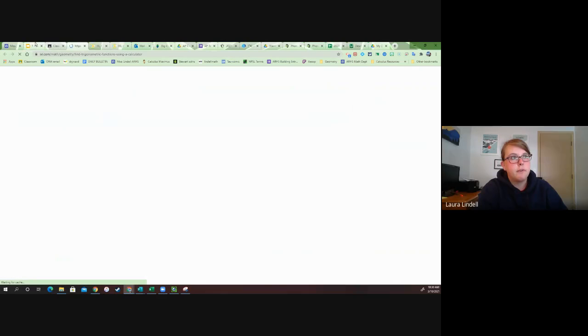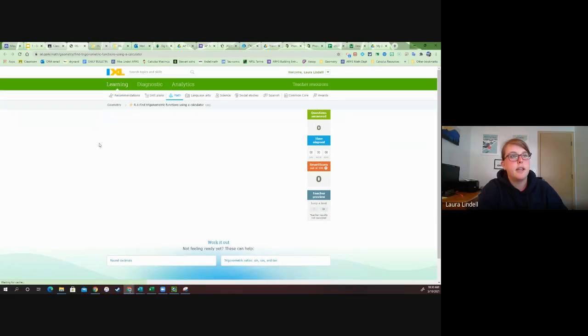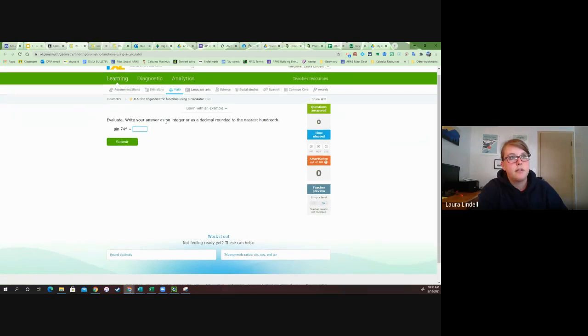Then find the trigonometric functions using a calculator. Write your answer as an integer or decimal rounded to the nearest hundredth. So this is just like what we were doing before. You type sine 74 into the calculator, and we're rounding to 2 decimal places since it's the nearest hundredth here. So this one would be 0.96.